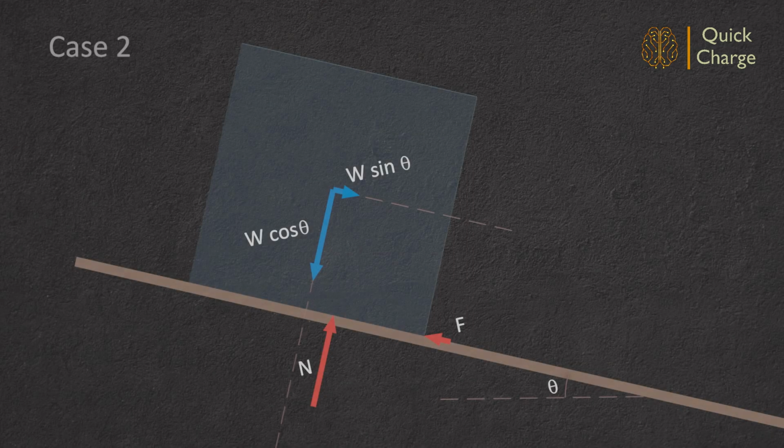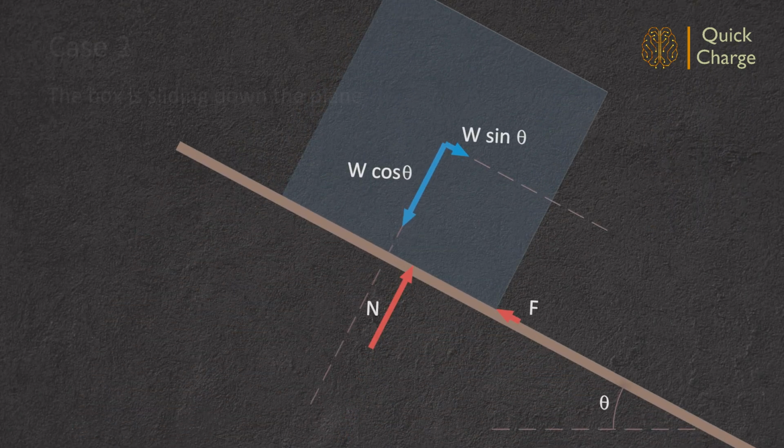Case 2. The box is sliding down the plane. With increase in slope, the parallel component of the self-weight increases. The frictional resistance developed at the bottom also increases in magnitude such that force equilibrium is achieved in that direction. This process continues until limiting static friction is developed at the contact location.